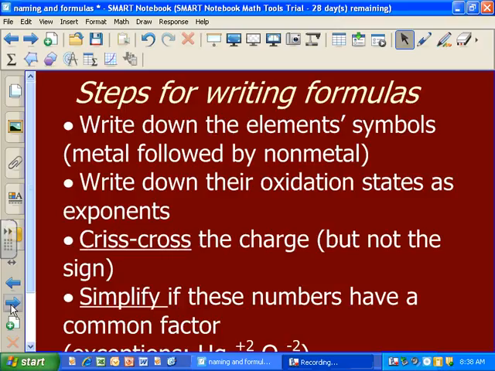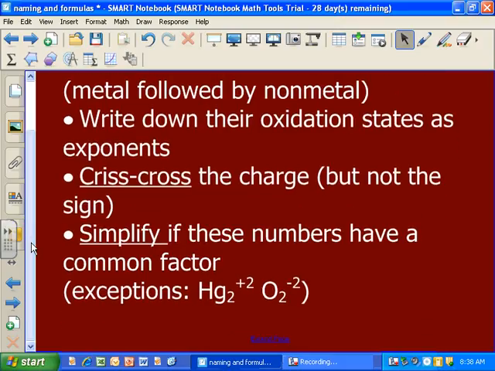In the end, we want to simplify these numbers if they have a common factor. So 2 and 4 would simplify down to 1 and 2, or 2 and 2 simplifies to 1 and 1.